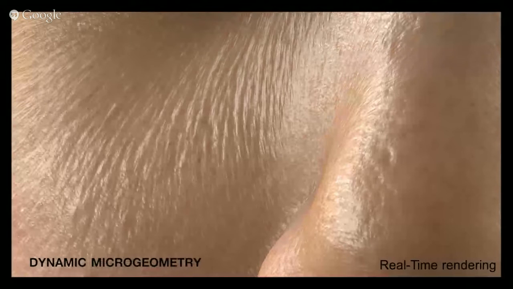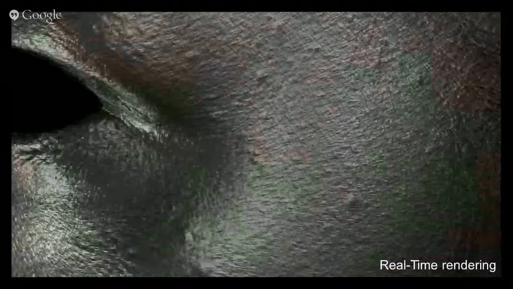And we show the specular channel on its own, and you can see the surface roughness change on the side of the eye region.